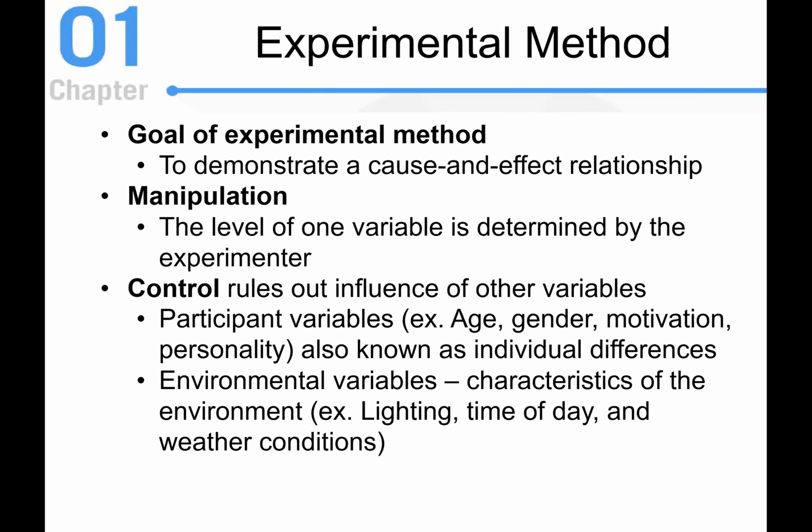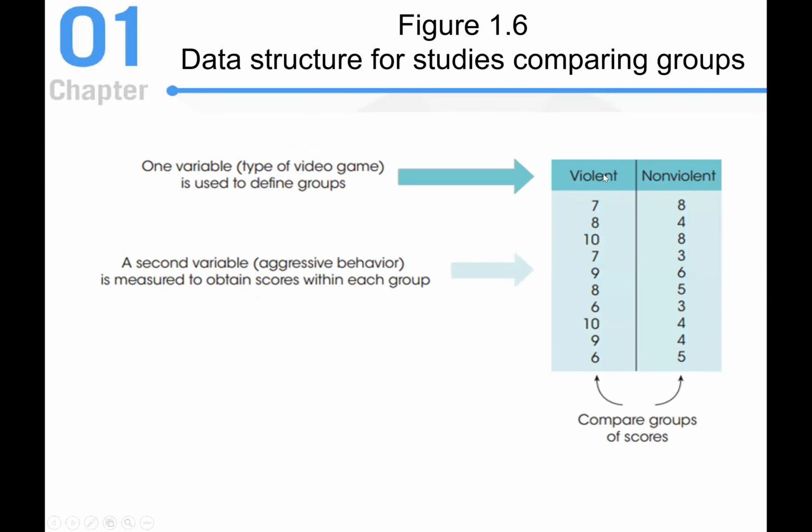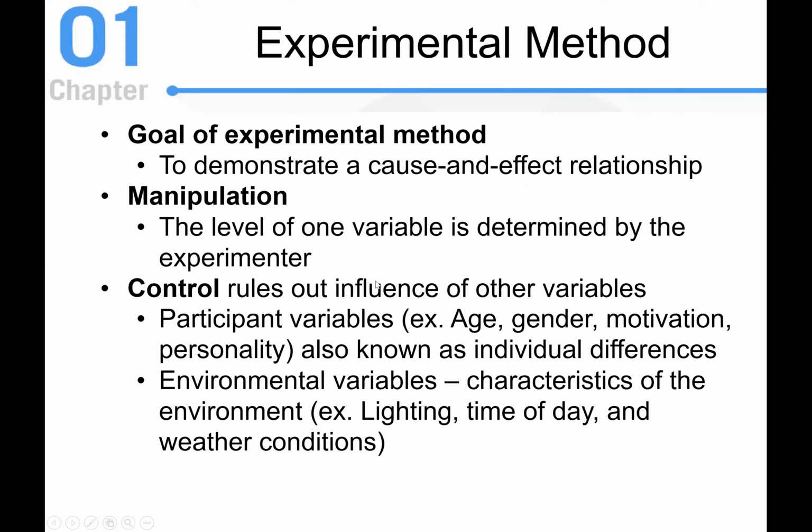So let's go back to our example again. The type of video game is the independent variable, but what we're scoring is the second variable, which is the aggressive behavior. So aggressive behavior is the dependent variable because the aggressive behavior depends on the group that the children are in, the type of video game that they played, either violent or non-violent.